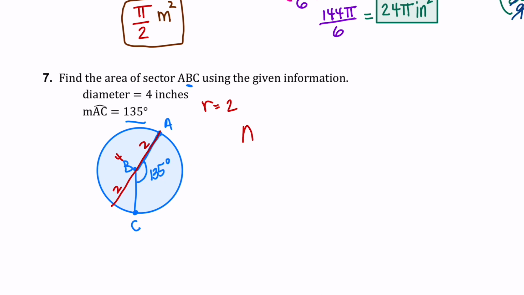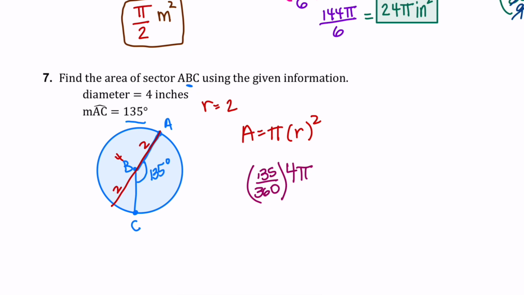So we're going to start by finding the area of the whole circle, pi times our radius squared. If our radius is 2, we put a 2 in here. 2 squared is 4. So the area of the whole circle is going to be 4 pi. Now we're going to multiply that by the section that we're looking at. We're just looking for the section that's 135 degrees. We have 135 degrees divided by 360 degrees.